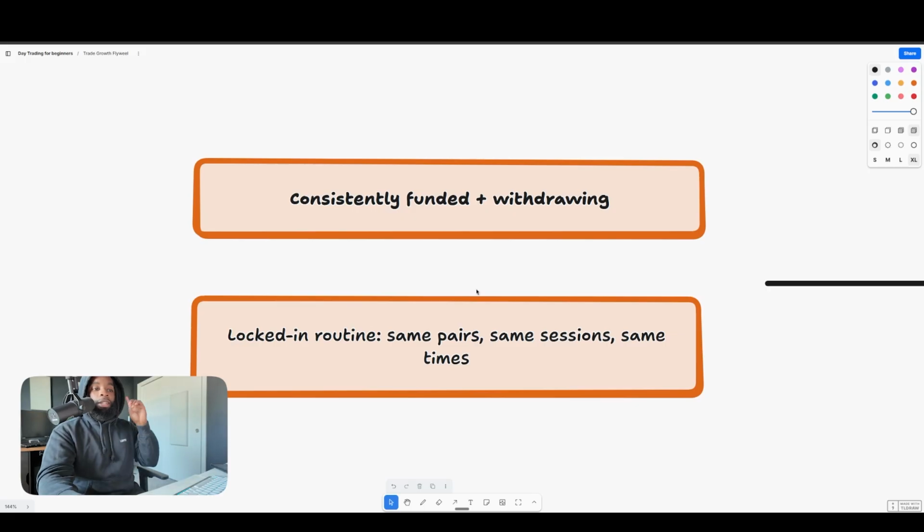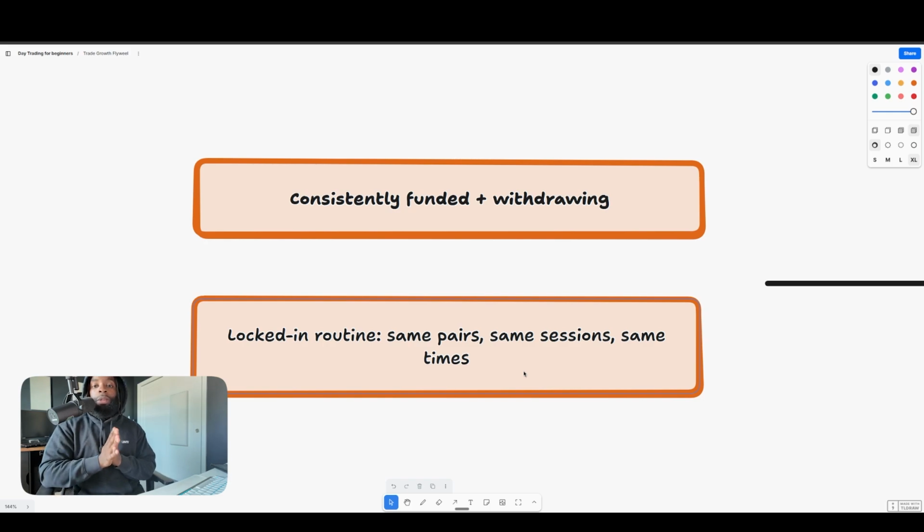All right. Lock in a routine. Same pair, same session, same times. Guys, I only trade one pair now. I only trade US oil. That is my go-to. I have a side chick, yes, and that is US 30. But US 30 has not been the same for a little while, for almost a month. So I've been locked in on only one pair. That's all I need you guys to do.